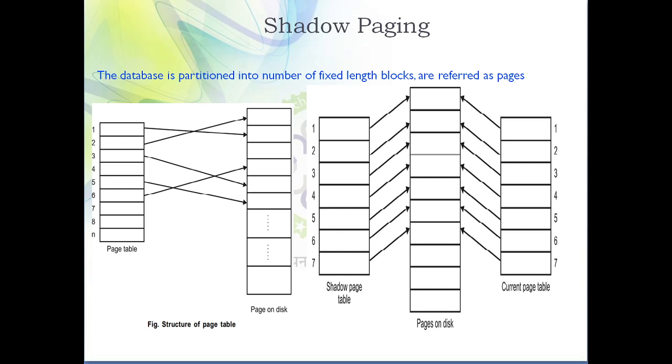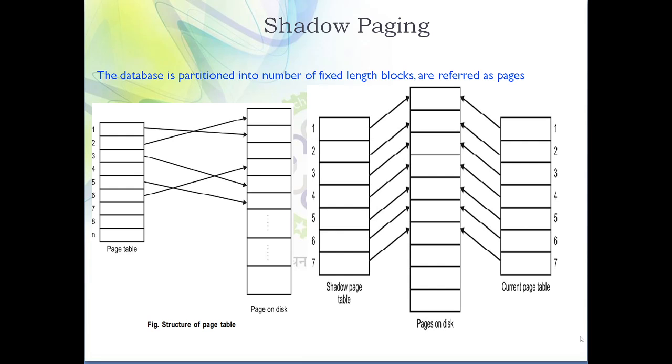For that purpose, we are taking this particular example. The copy which we have opened in the main memory is treated as the current page table, whereas the file which is present in the secondary memory is considered the shadow page table. Once you ensure that all the changes are made successfully, you just click on the save button. So all the changes are reflected on the shadow page table, from the current page table to the shadow page table.